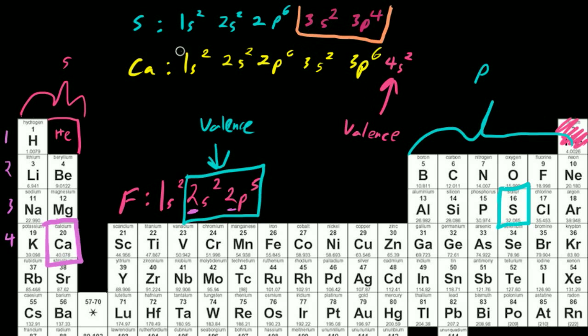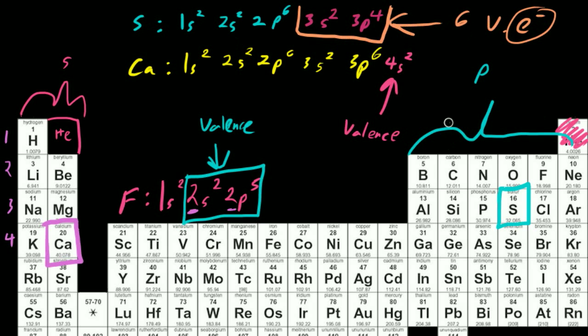So we're going to find out that the most important thing about the valence electrons is really the number of valence electrons that we have. Calcium, we figured out, has 2 valence electrons. Sulfur has 6 valence electrons.